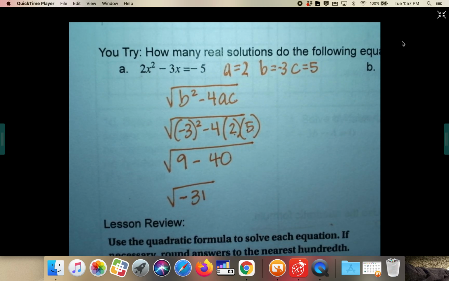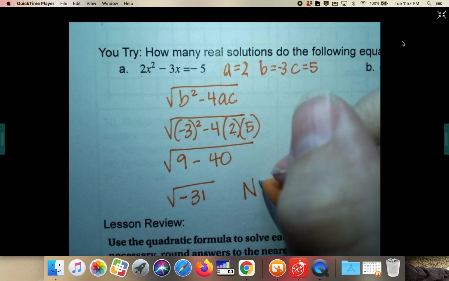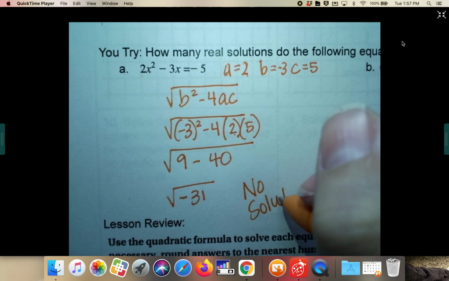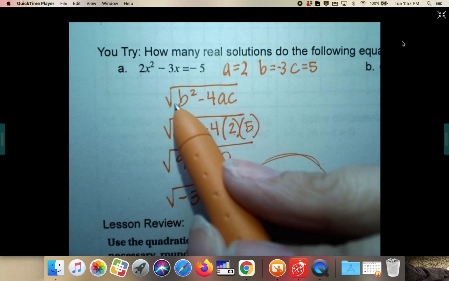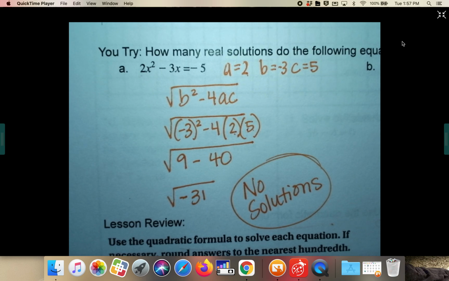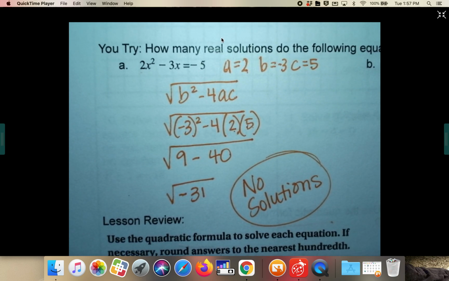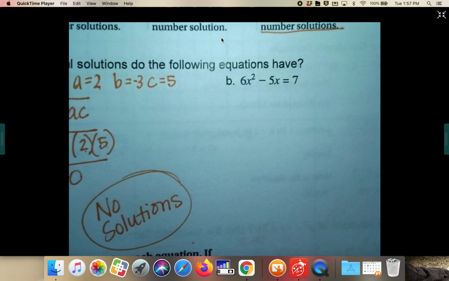So right away, now that I know it's negative, there are going to be no solutions. Again, that does not mean there's no parabola. It just means it doesn't touch the x-axis. So just by using this section, the discriminant section of the quadratic formula, you can tell what the graph is going to end up looking like. Okay, let's do one more of those.